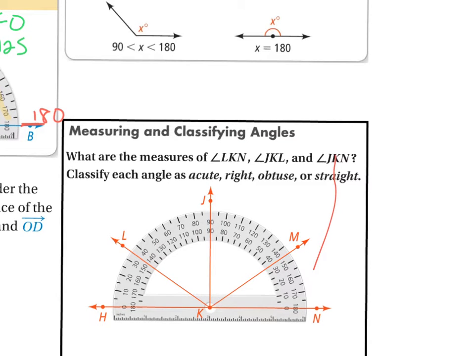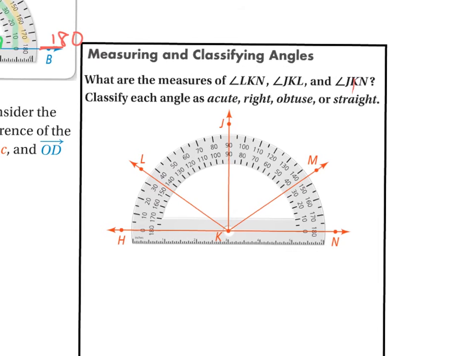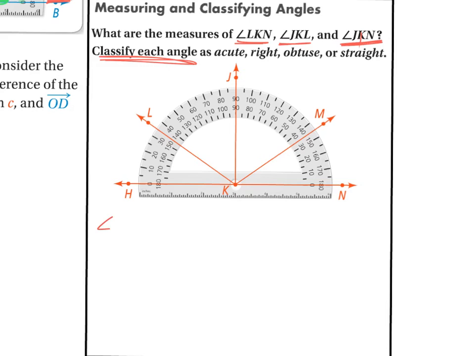So what are the measures of those three angles? We're going to have what are the measures of this angle, and this angle, and then classify each angle. So we should have 6 total answers. Let's first start with the measure of angle LKN. LKN is right here. It looks like it's going to be obtuse, but let's just wait.